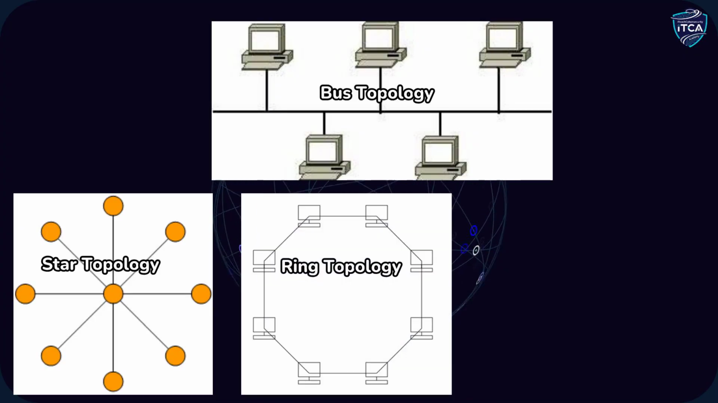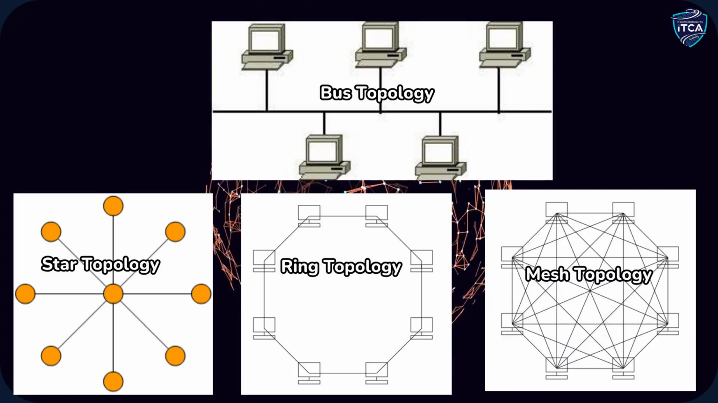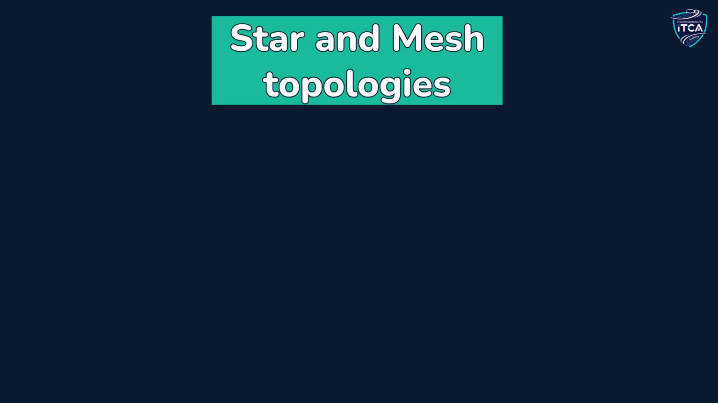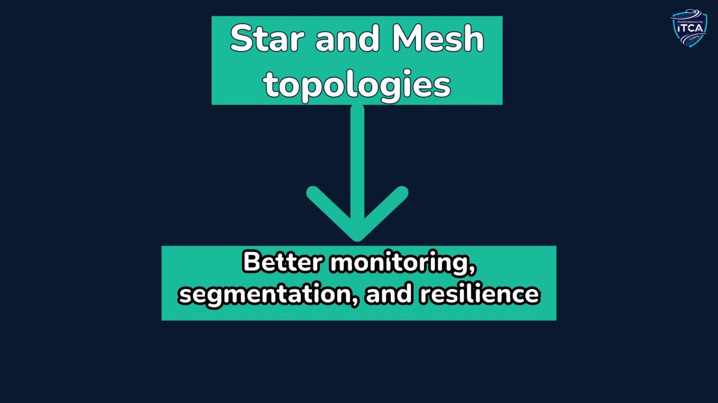A ring topology connects devices in a circular pattern where data flows in one direction. This simplifies traffic flow, but creates vulnerability if one device fails. A mesh topology connects devices to multiple others, providing redundancy and resilience. This makes it suitable for military and critical infrastructure networks, but it requires strong authentication and access controls to prevent unauthorized connections. From a cybersecurity perspective, star and mesh topologies are preferred in modern secure networks because they support better monitoring, segmentation, and resilience. Poorly designed topologies dramatically increase the attack surface.